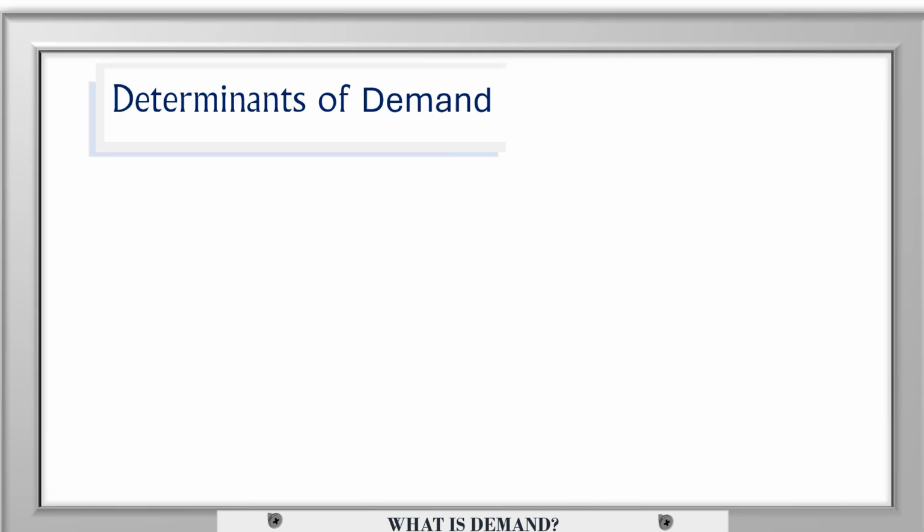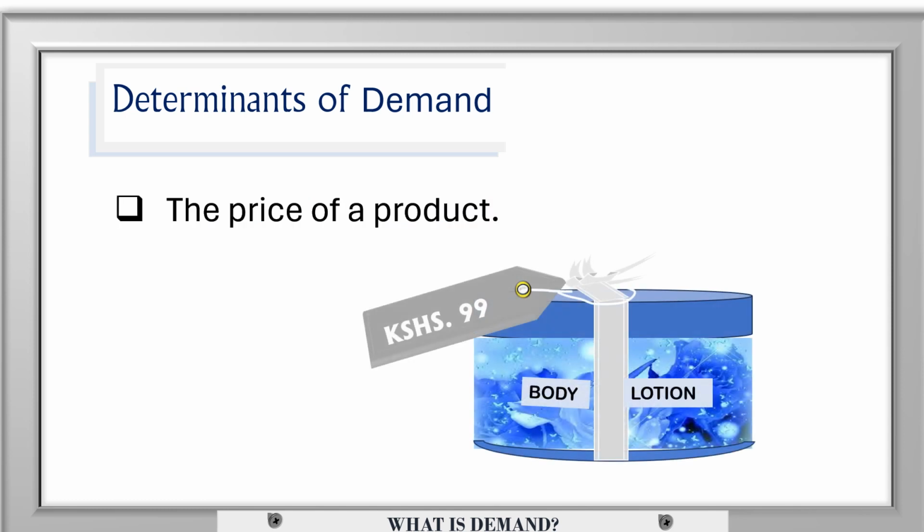Let us now look at the determinants of demand. First is the price of a product. Consumers base their purchasing decision on price if all other factors are held constant. The law of demand states that consumers will purchase more of a good at lower prices and less of a good when the prices increase.